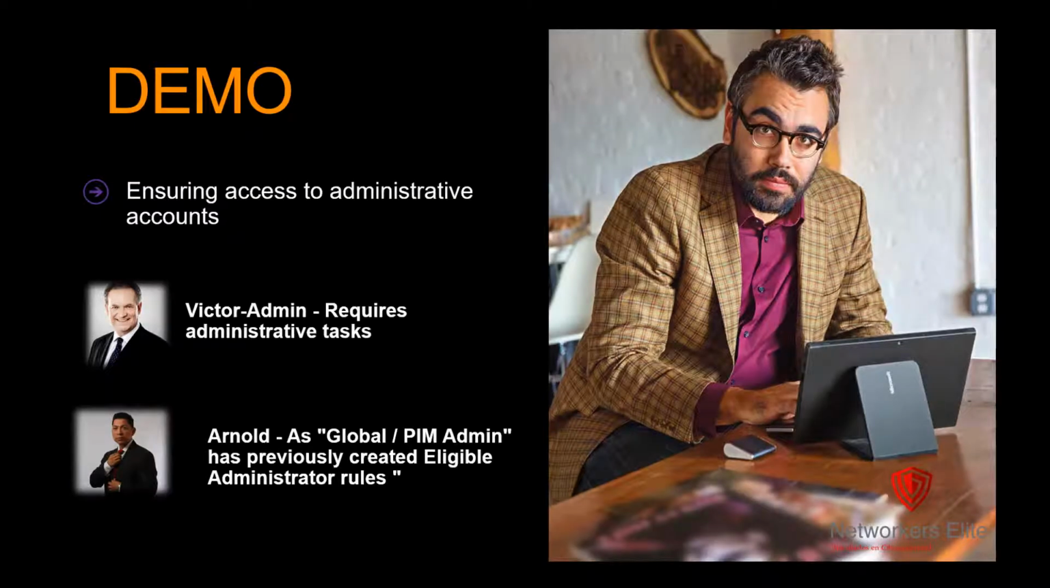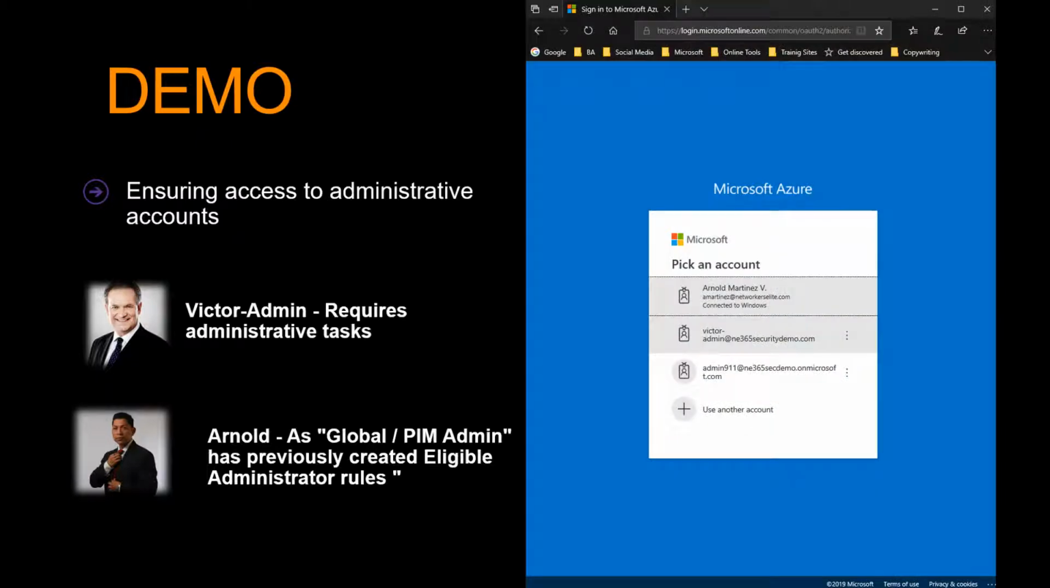In this demo, we'll use a user named Victor Admin. We named it that way for demo purposes, but this is a regular user, a normal user with no global permissions. But this user is required to do some administrative tasks like managing the Azure Information Protection solution. Arnold, who is a global administrator, has previously configured rules to allow Victor to be eligible to become a security administrator of the solution, allowing him to connect and manage the Azure Information Protection solution.